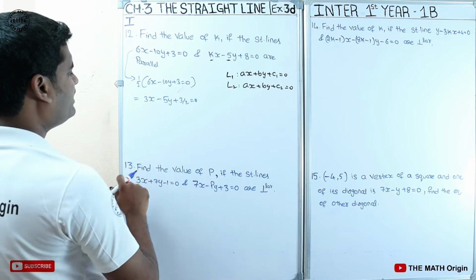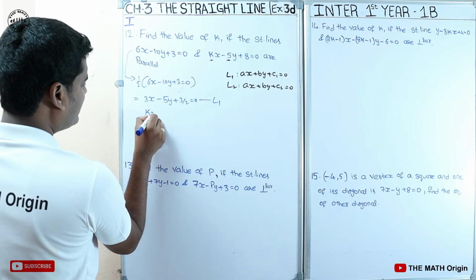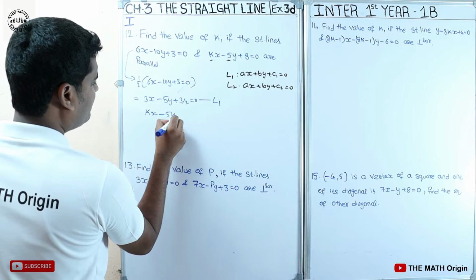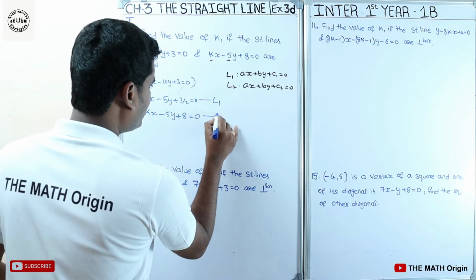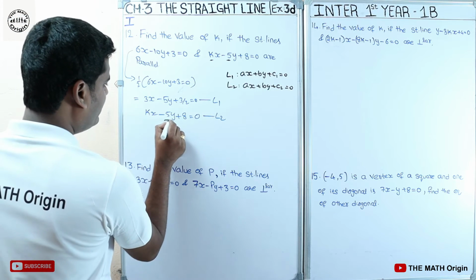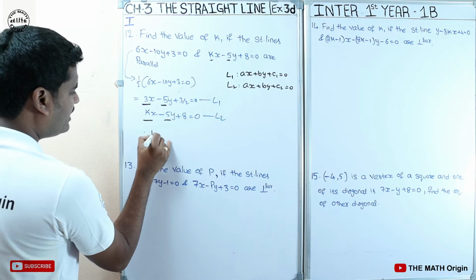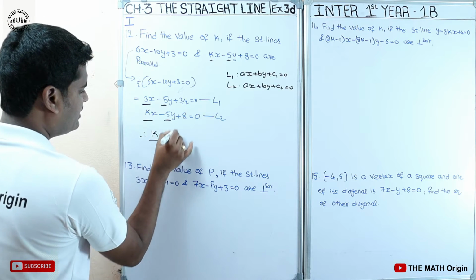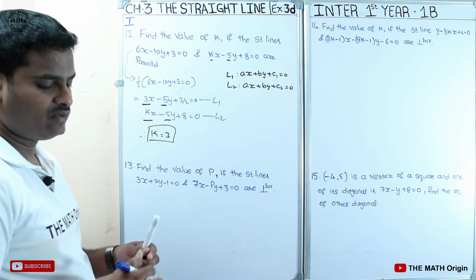I will write this as L1, and the second equation I wrote here is kx minus 5y plus 8 equals to 0. This is L2. So in these two equations, B is common, so A should also be common. Therefore k is equal to 3 is the value for the equation. With this we completed the 12th question.